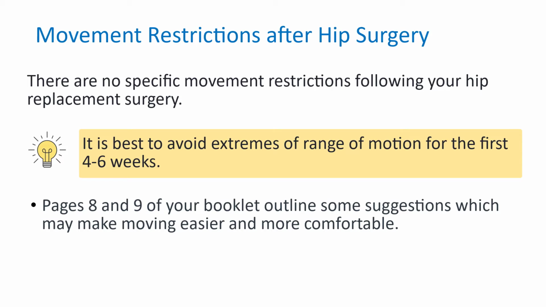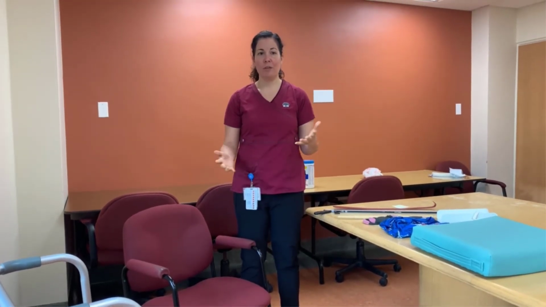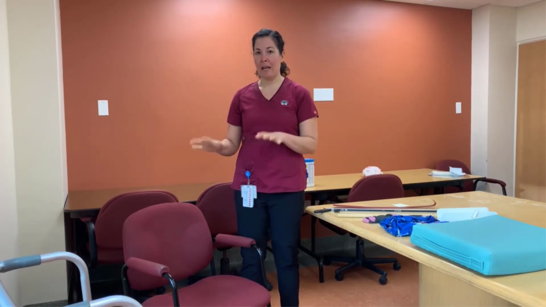There are no specific movement restrictions following your hip replacement surgery. It is best to avoid extremes of range of motion for the first 4 to 6 weeks. Pages 8 and 9 of your booklet outline some suggestions which may make moving easier and more comfortable. My name is Nadina Walsh. I'm an occupational therapist with HPHA, and today I'm just going to review some strategies and some equipment on how to get up and down from a chair and how to get yourself dressed after surgery.